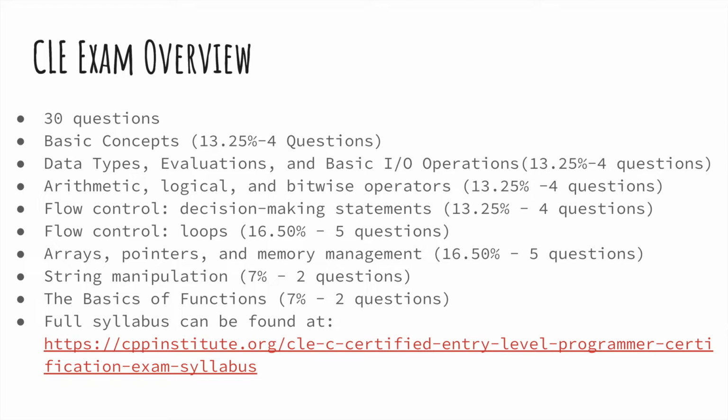The next 4 questions are on arithmetic, logical, and bitwise operators. And then you have 4 more questions on decision-making statements, including the if statement and switch statement. Then there's 5 questions on loops, which include while loops, do while loops, and for loops. Then you have 5 questions on arrays, pointers, and memory management, including malloc and free. Then 2 questions on string manipulation, and finally 2 questions on functions. And the full syllabus can be found at this link posted in the description below.